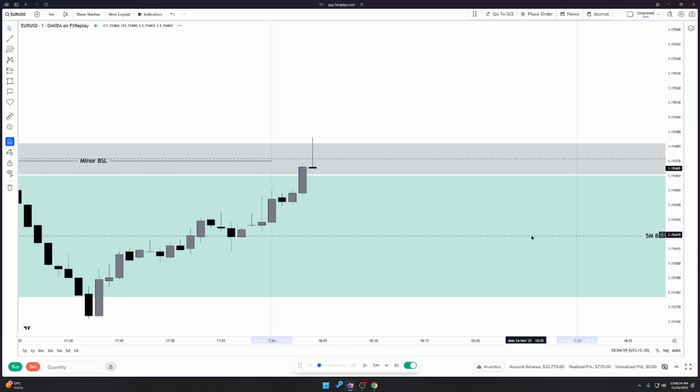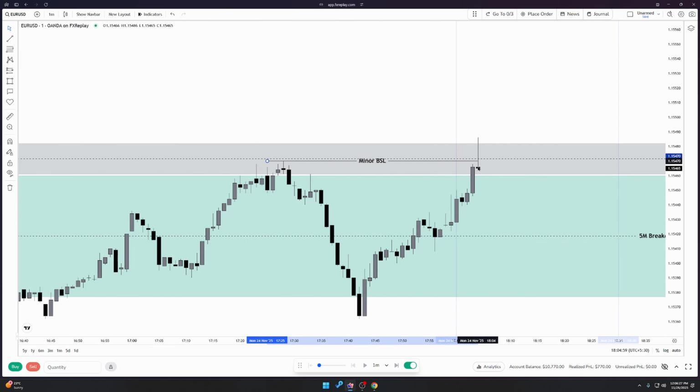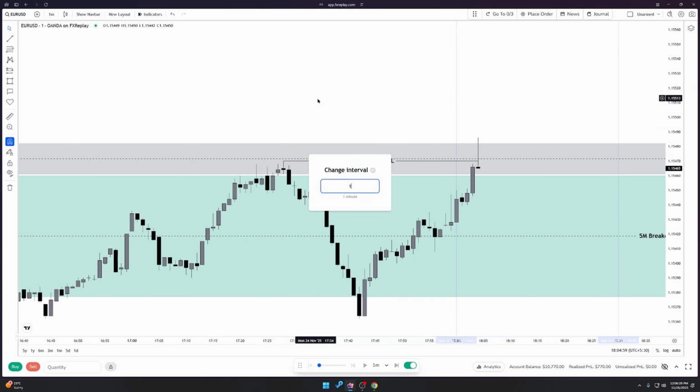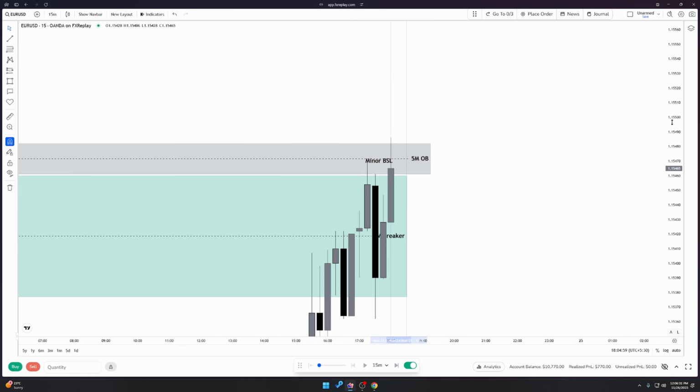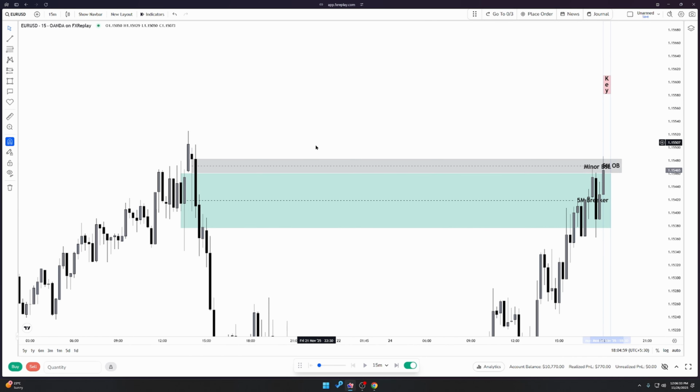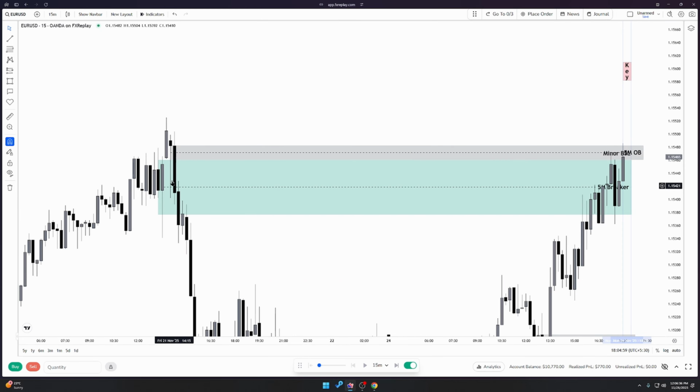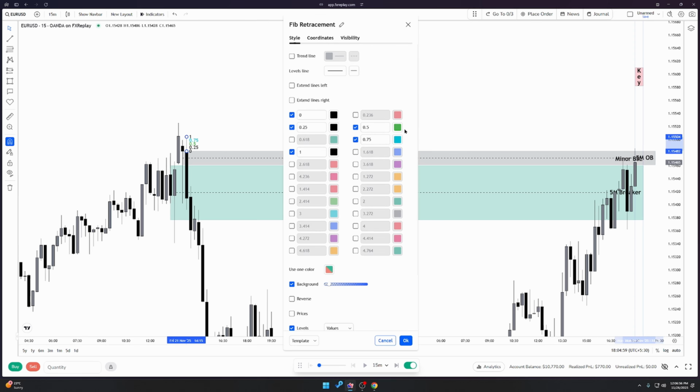Before taking any entry, I go up to the 15-minute time frame and mark my matrix to understand how far price can push up before reversing. You can see this 15-minute candle right here, so I set the matrix on this candle's wick and mark it.